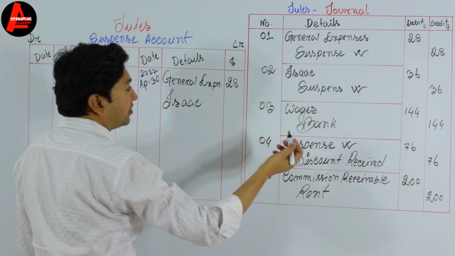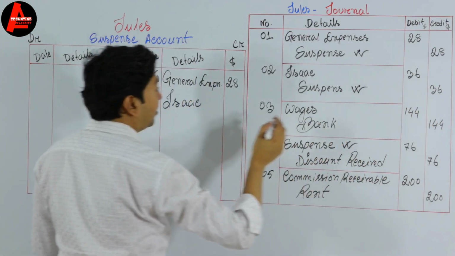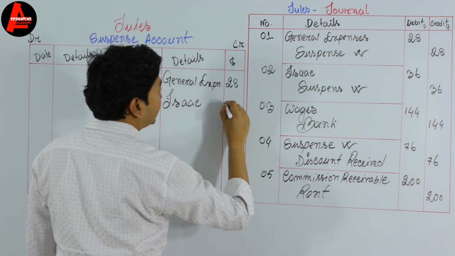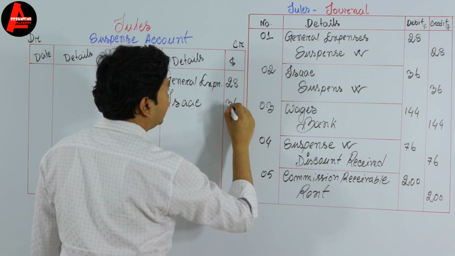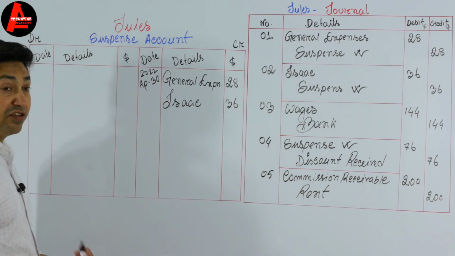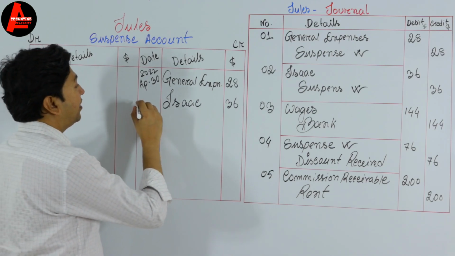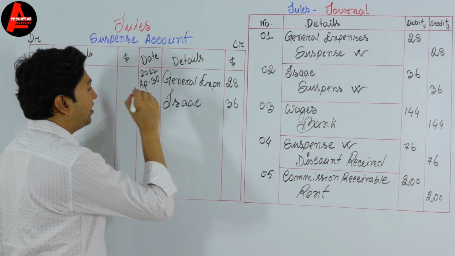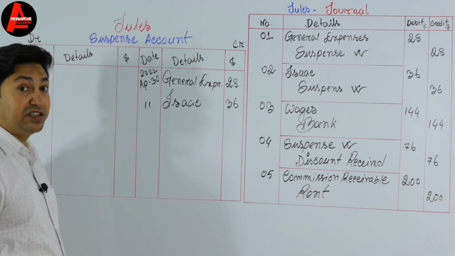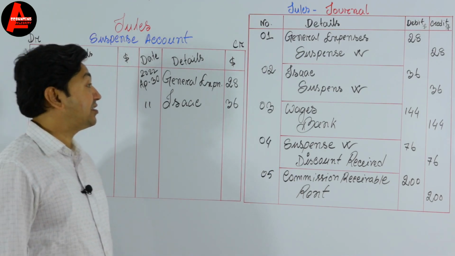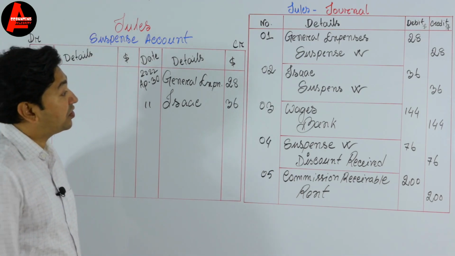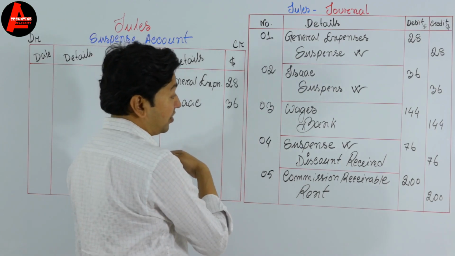Okay, the amount is here $36, so we will write here suspense account $36. The date will be the same date, April 30, 2022. Good. Second transaction is also recorded. Now the third one is not there, it will not appear here.